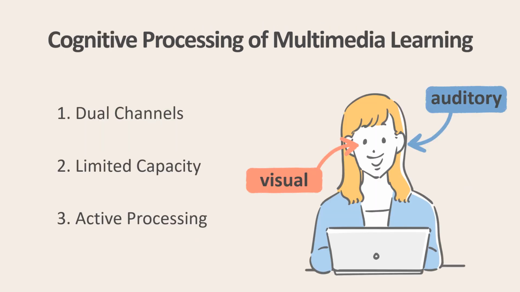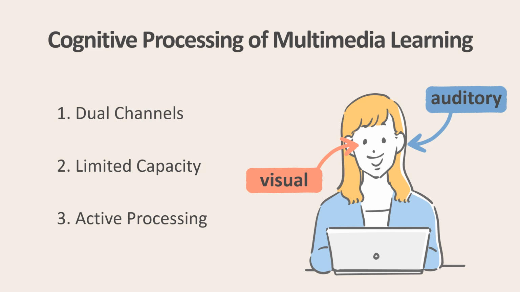To understand this study, we turn to Mayer's cognitive theory of multimedia learning. Mayer explains that learners process information through two separate channels: the auditory channel for spoken words, music, and sounds, and the visual channel for images, words, and animations.